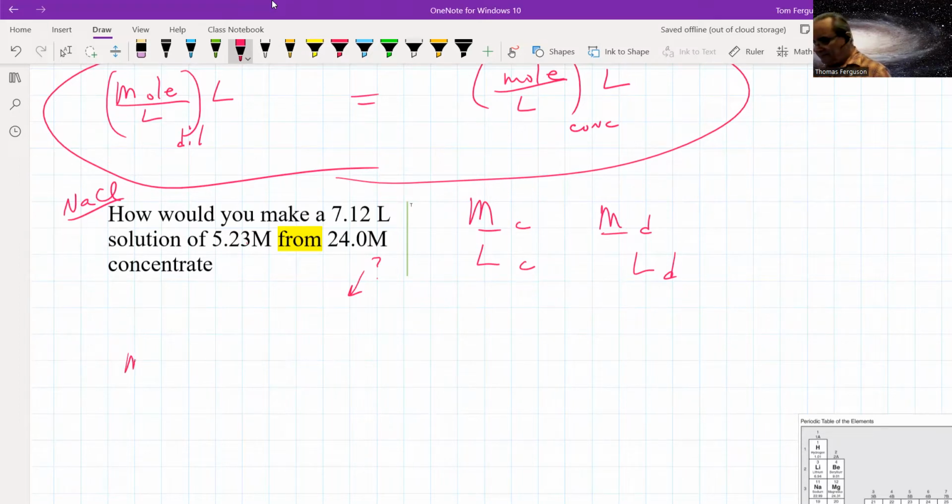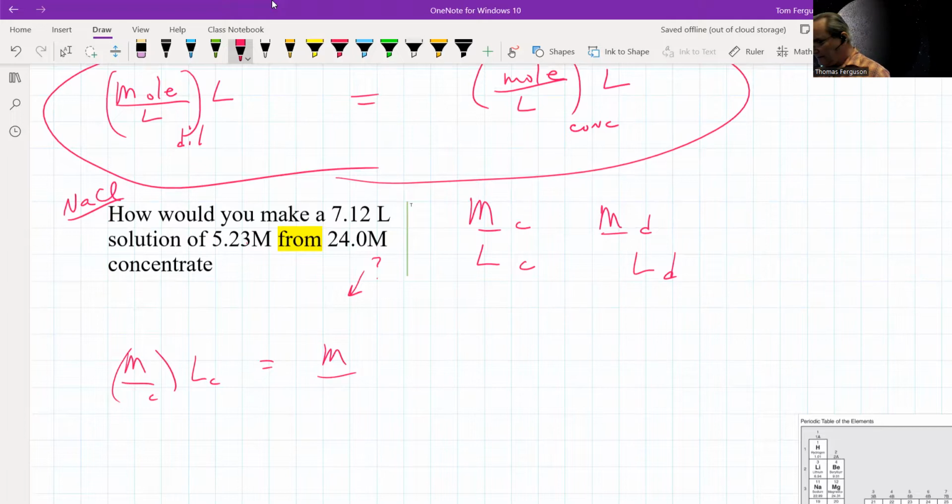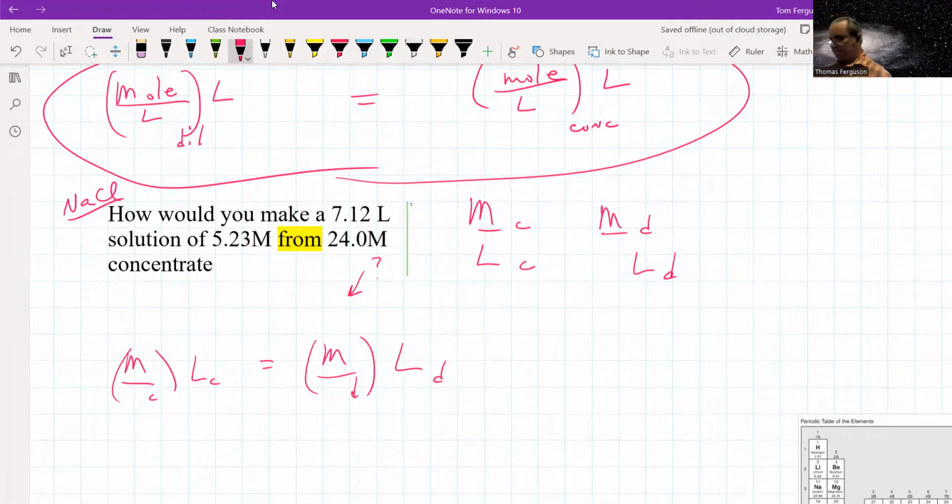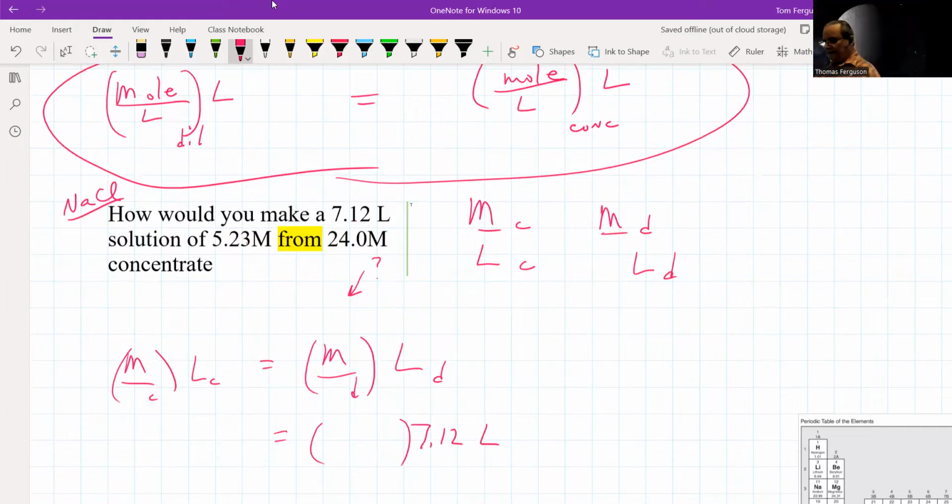Okay, so remember, we have the concentration of the concentrate times the liters of the concentrate, that's equal to the dilute final concentration times the final volume. Okay, so what is the final volume? How many liters do we want to make? 7.12, right. And what's the concentration of the final diluted product? 5.23 moles per liter. Remember, moles and moles per liter aren't the same thing. Okay. And what is our starting concentration of the concentrate?